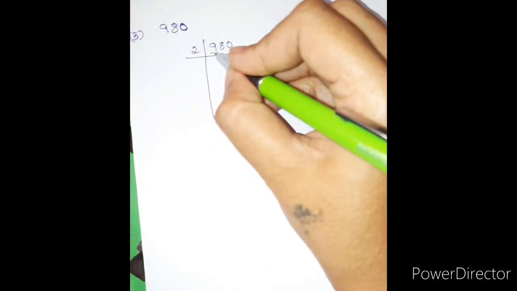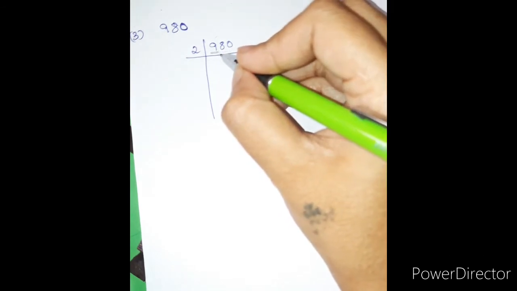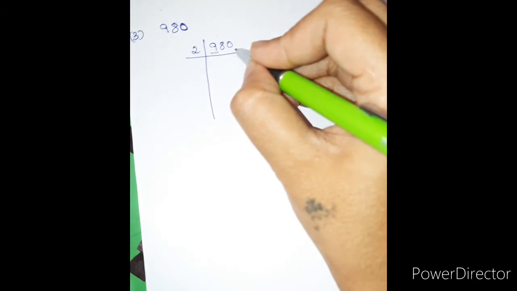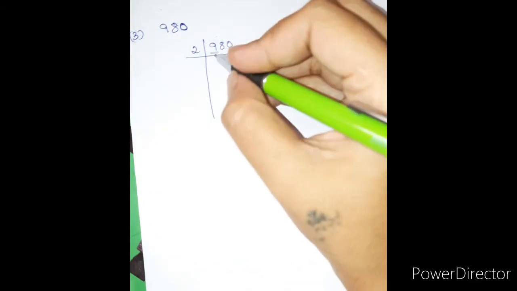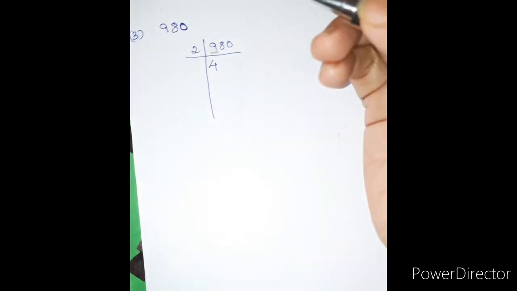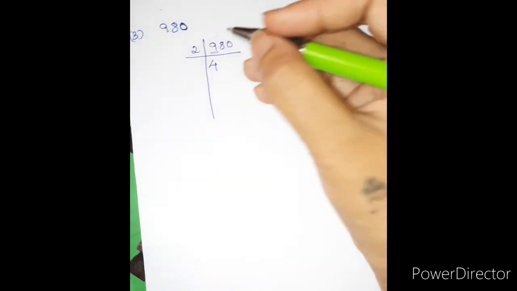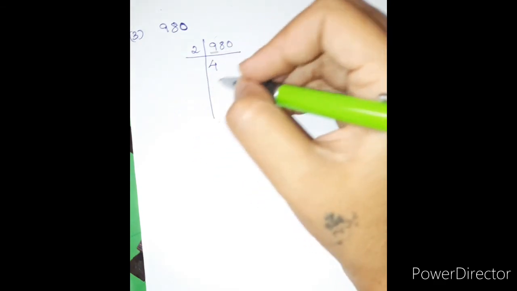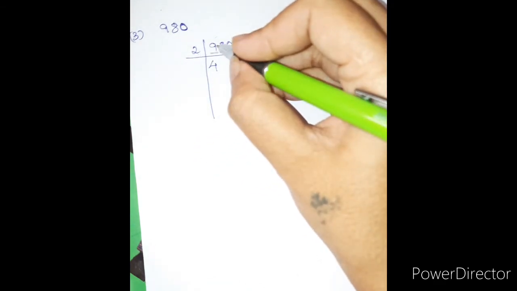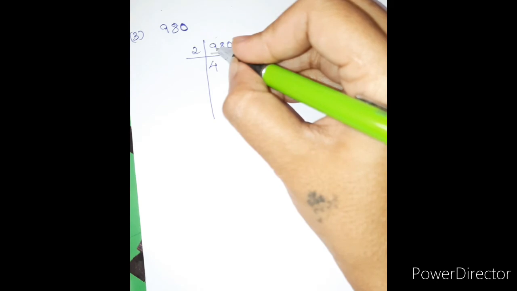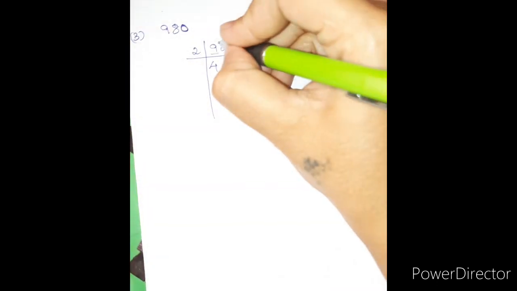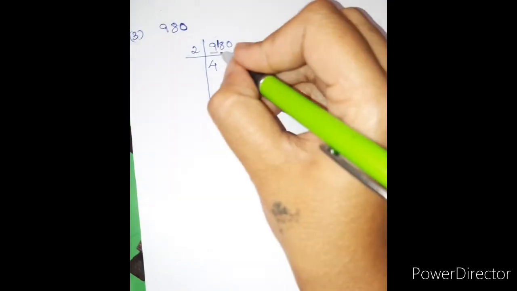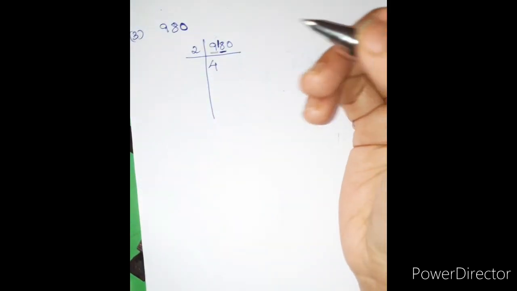Okay, so 9 is not there in the table of 2, but as I had said earlier, there are numbers following 9, so I can give the balance to the next number. 2 4s are 8, 2 5s are 10. 10 is greater. Take the smallest one always. 2 4s are 8, and this is 9. 9 minus 8 is 1, so I give the balance to 8. This number now becomes 18.